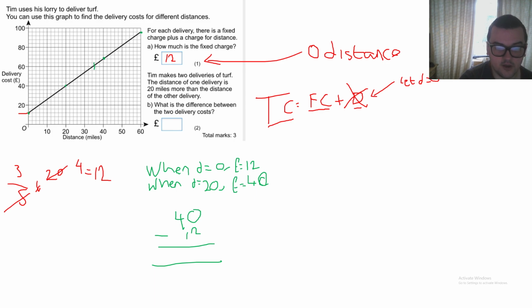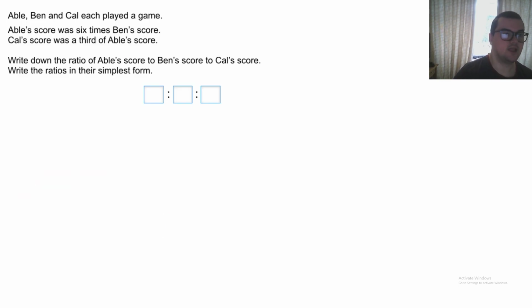0 minus 2, we can't do that. We pinch 1 off the 4, 10 minus 2 is 8. 3 minus 1 is 2. So the answer is £28. The difference between the 2 delivery costs is £28. There you go. We're going to go on to the next question.